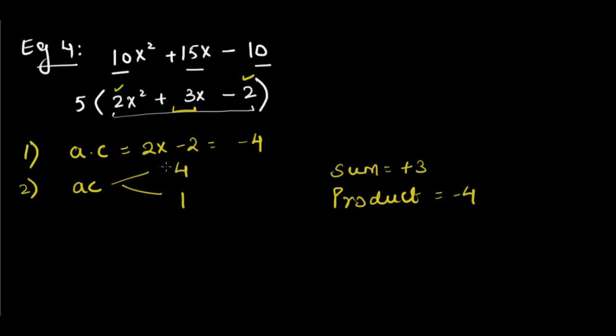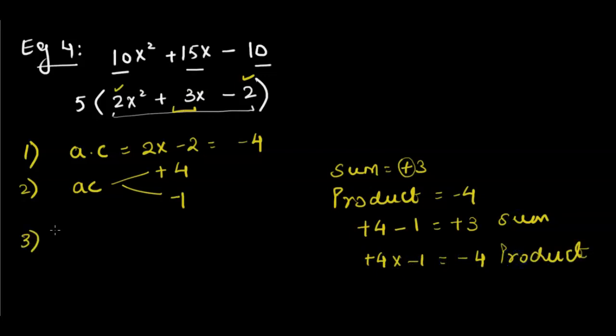However, which of these is going to be positive and which of these is going to be negative is decided by this sign. We want a +3, so the bigger number is going to be positive, smaller number is going to be negative. Now when we add +4 and -1, we get a +3 sum, and when we multiply +4 and -1, we get a -4 product. Third step is we split the middle term using these two numbers. So we are left with 2x squared from the first term. Next is 4x minus 1x, that's from this 3x minus 2.